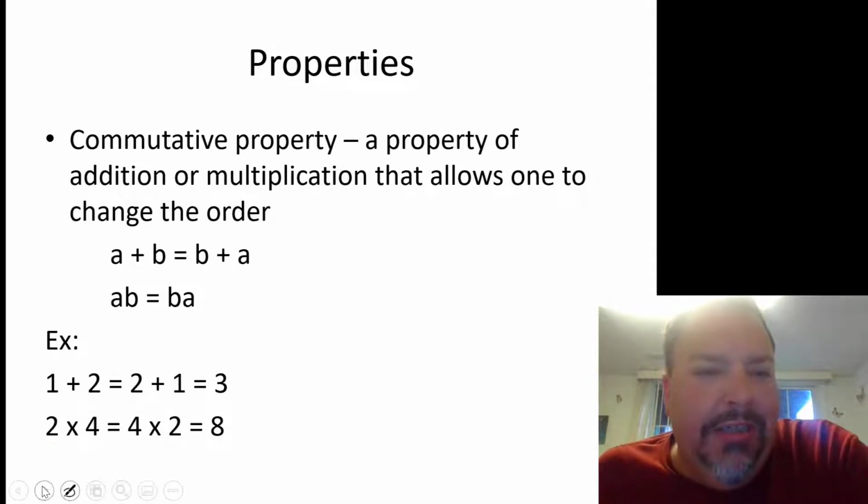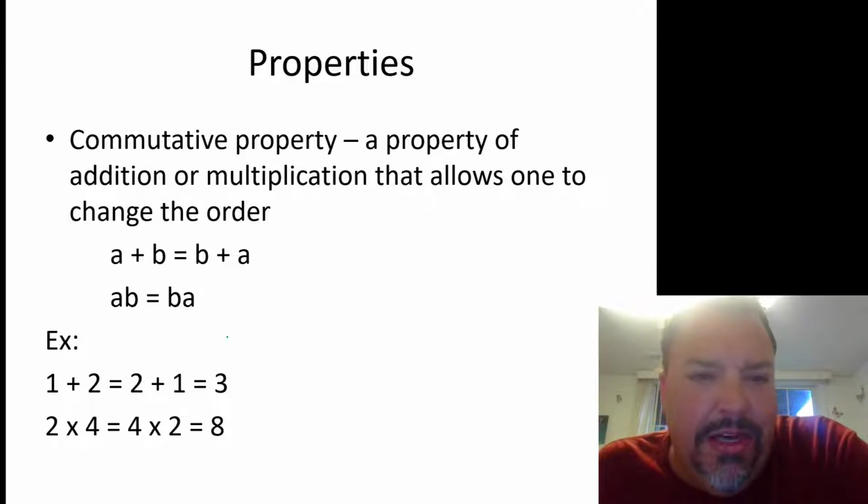Now there's some basic properties. You don't have to have these memorized, but we're going to be using them quite a bit. So commutative property just means that we can change the order. So, when we're adding or multiplying, it doesn't matter the order that we do it. A plus B is the same as B plus A, and A times B is the same as B times A, and this works for all the numbers, and it works for the variables with the numbers as well.